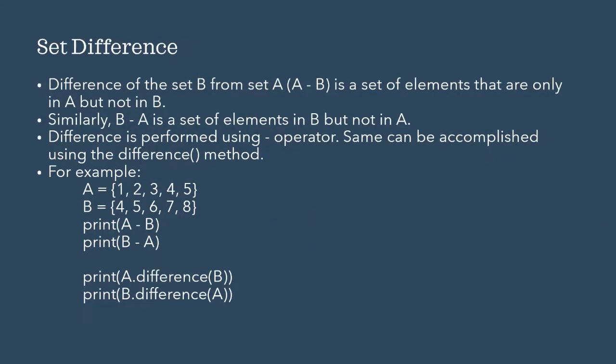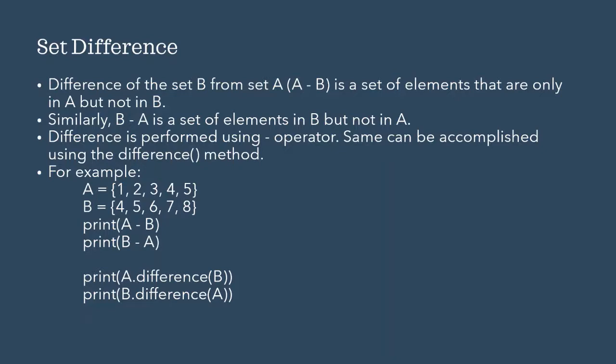The third operation is set difference. If I say the difference of set B from set A, rather A minus B, it basically means the elements in A which are not in B, rather A's elements without counting those in B. That is A minus B. Similarly, B minus A will be the set of elements in B but not in A. In this case, A minus B is not equal to B minus A. In Python, difference is carried out using the minus operator, and the method is called the difference method.